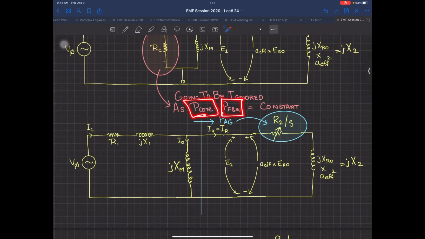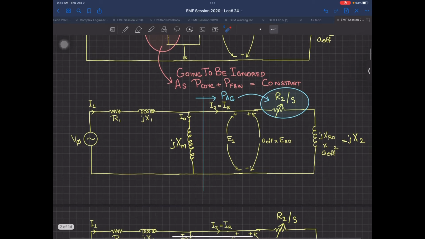Now if the machine is working at a constant load, your speed is constant. When speed is constant, friction and windage losses are also constant. Core losses, as I told you, are also constant. So we can treat them both as a constant value, and I can take them away. Now my equivalent circuit is a little easier, because I have just a magnetizing branch jXM in series with these two elements, and then I have R1 and jX1 in series.